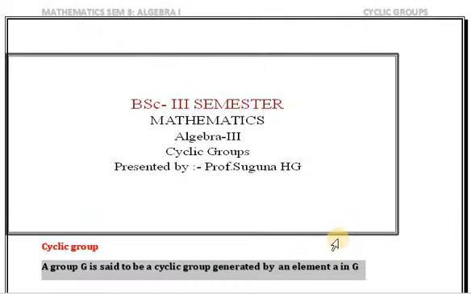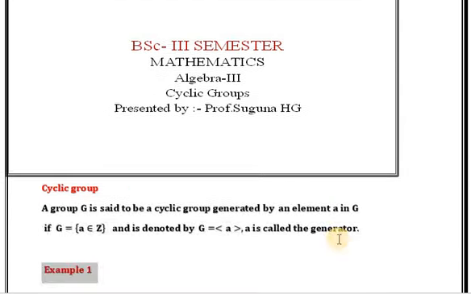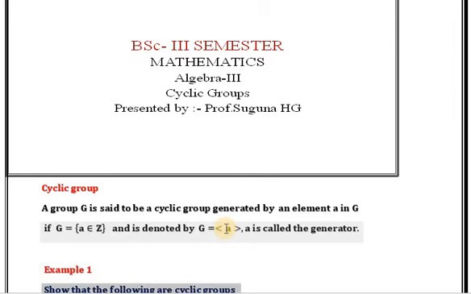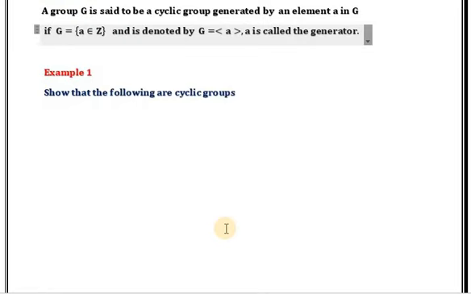A group G is said to be a cyclic group generated by an element a in G if G is equal to {a^n : n belongs to Z}, and is denoted by G = <a>, where a is called a generator. That means the group G is generated by a. Let us take a few examples now. Show that the following are cyclic groups.